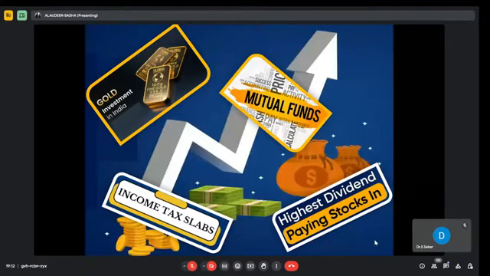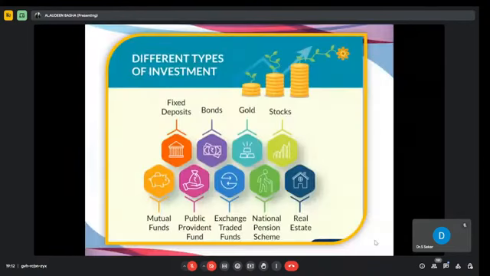Okay. So today we will discuss the basic earning strategies in our real life scenarios. The first points we are going to discuss are gold investments, mutual funds, highest dividend stocks, and also the income tax slabs when you are investing in these kinds of investment strategies. Okay, let's move on.